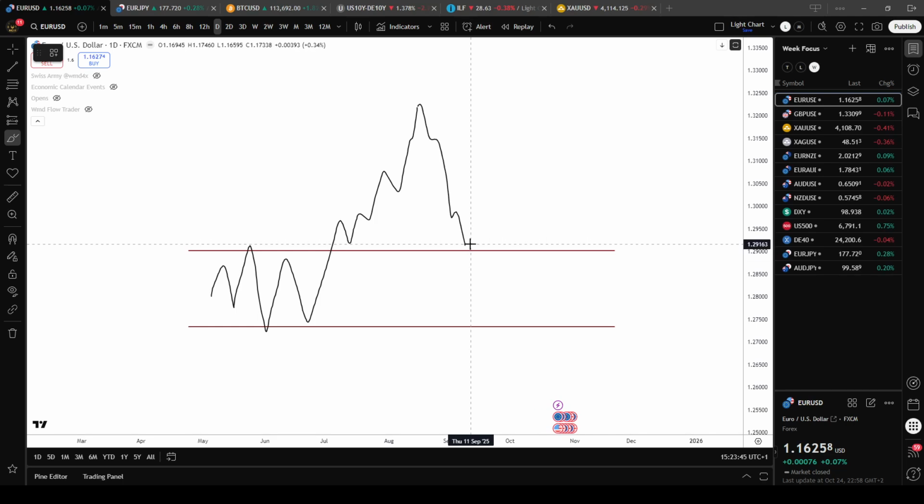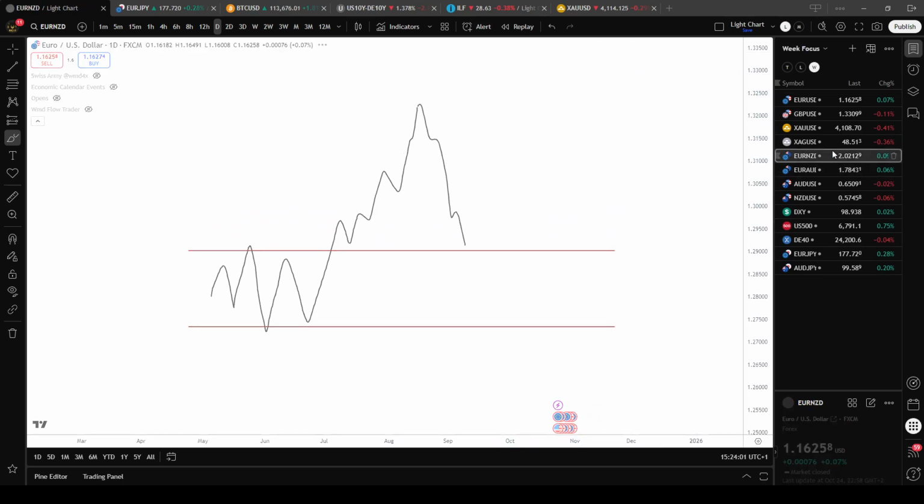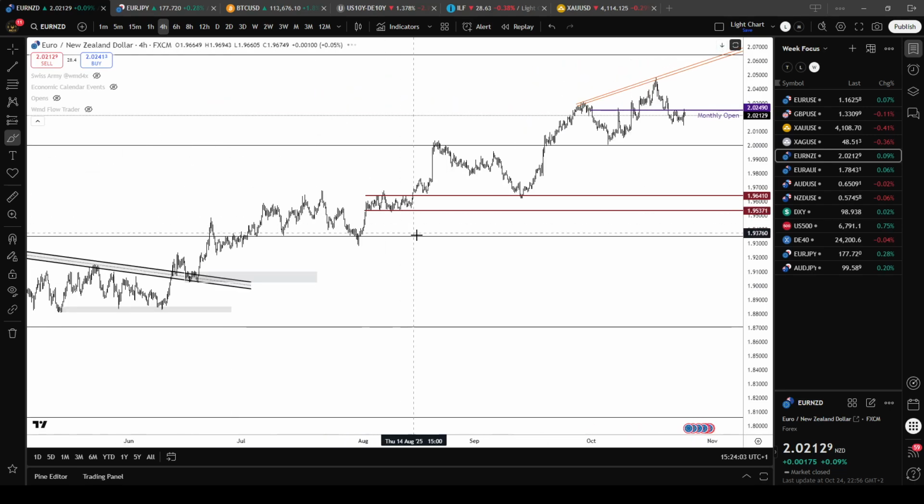Once it's close, if you are bullish, you want to see price gently tap or gently trade inside and quickly close above it and resume its move up. Okay, and I have a beautiful example for that on Euro New Zealand.